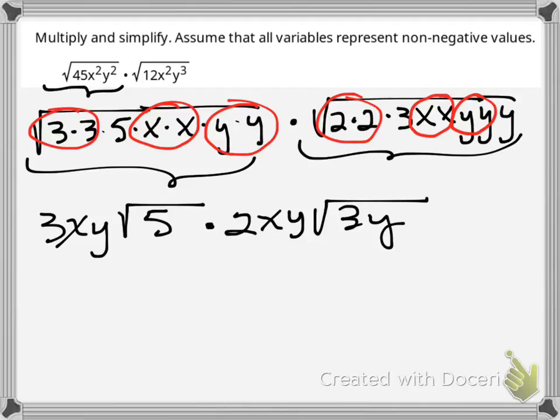Now, let's go ahead and multiply this together. So 2xy times 3xy is going to give us 6x squared y squared. And we go ahead and multiply the radicands together, the values underneath the radical sign, and that's going to give us 15y.